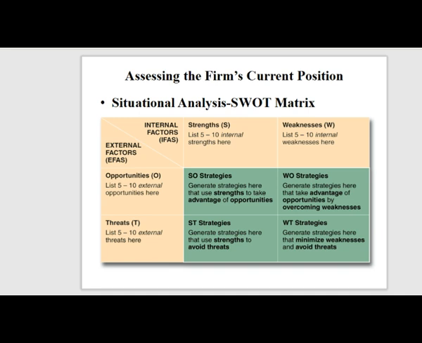SO strategies, strengths and opportunities. Generate strategies here that use strengths to take advantage of opportunities. WO strategies. Generate strategies here that take advantage of opportunities by overcoming weaknesses. ST strategies, which is generate strategies here that use strengths to avoid threats. And WT strategies, generate strategies here that minimize weaknesses and avoid threats. And if strategies are built by a company based on these 4 quadrants, then it is likely to succeed.